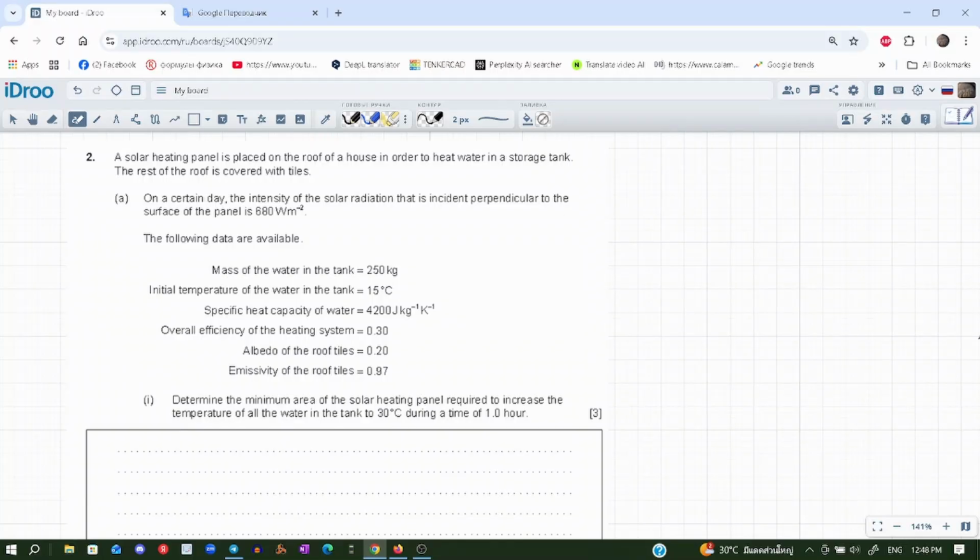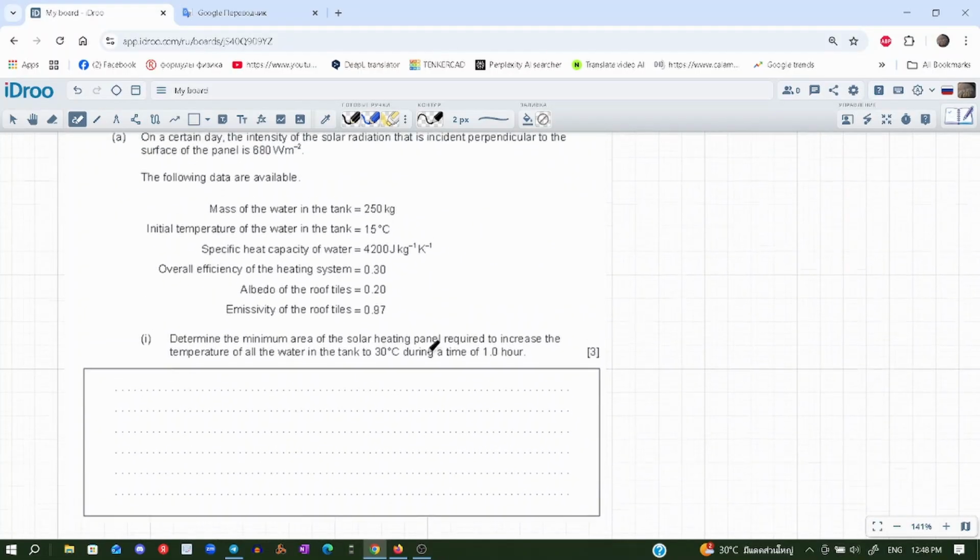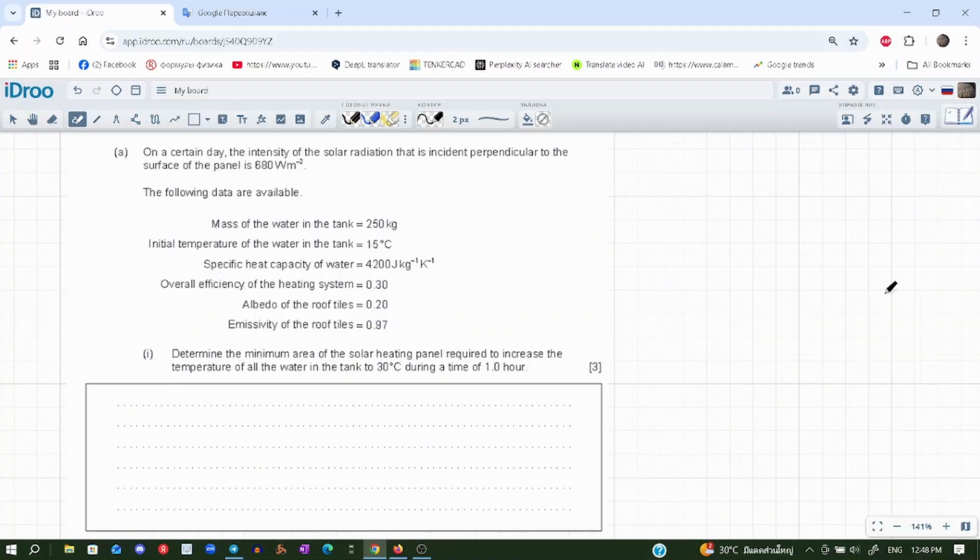Mass of the water in the tank, initial temperature of the water in the tank, specific heat capacity of water, overall efficiency of the heating system, albedo of the roof tiles, emissivity of the roof tiles. Determine the minimum area of the solar heating panel required to increase the temperature of all the water in the tank to 30 degrees Celsius during the time of 1 hour.